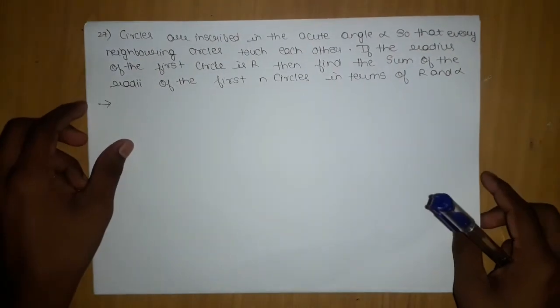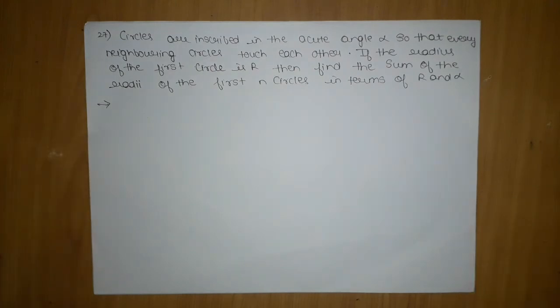So the next question is as follows. Let me read the question. The question says, circles are inscribed in the acute angle alpha so that every neighboring circle touches each other. If the radius of the first circle is r, then find the sum of the radii of the first n circles in terms of r and alpha.